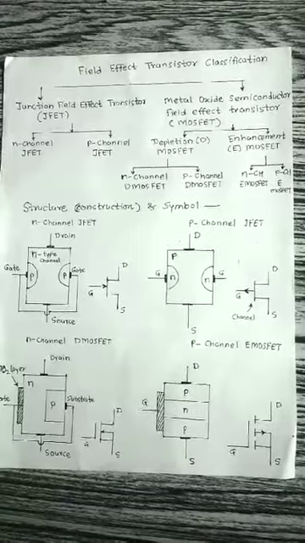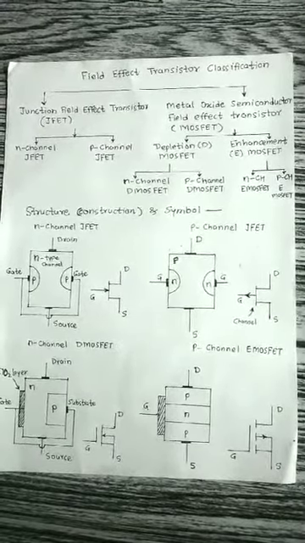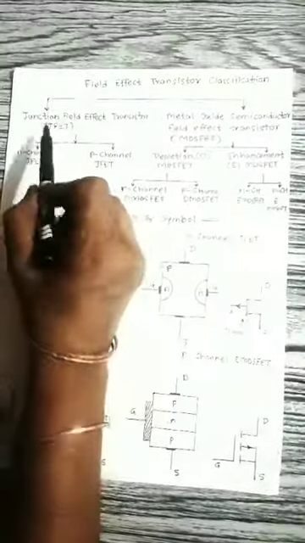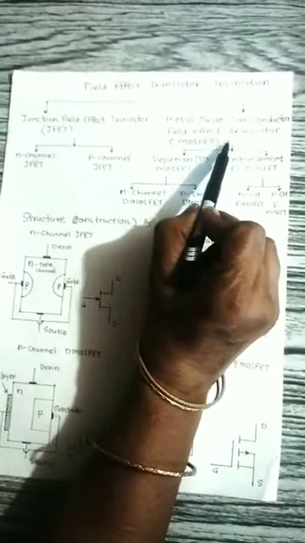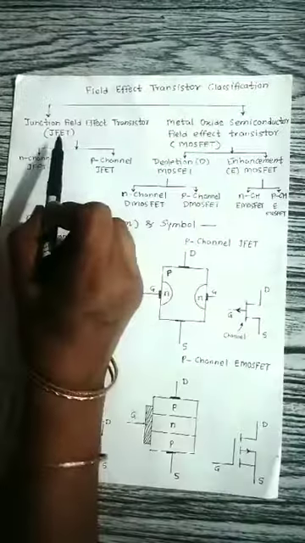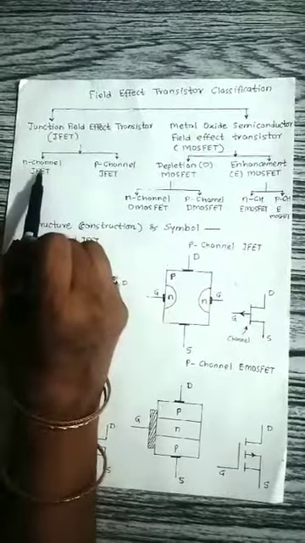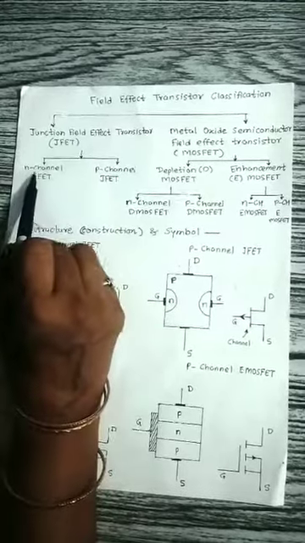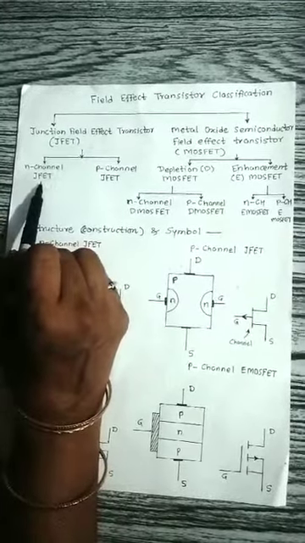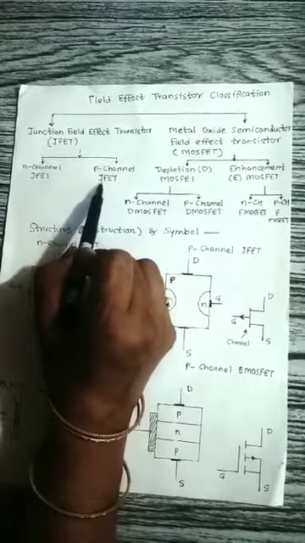As FET is constructed using semiconductor material, it is classified in two parts according to material used: junction field effect transistor, that is JFET, and metal oxide semiconductor field effect transistor, that is MOSFET. This JFET is again classified in two parts according to which material is used as a channel. If N-type material is used as a channel, then it is called an N-channel JFET. If P-type material is used as a channel, then it is called a P-channel JFET.